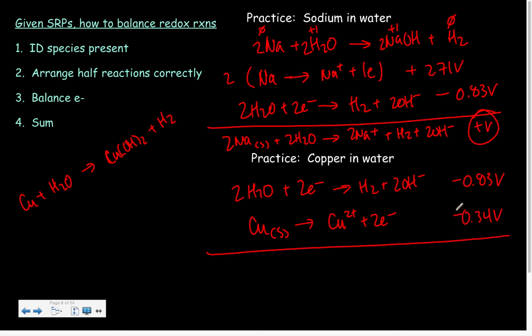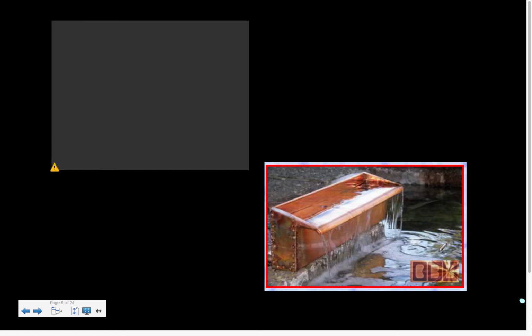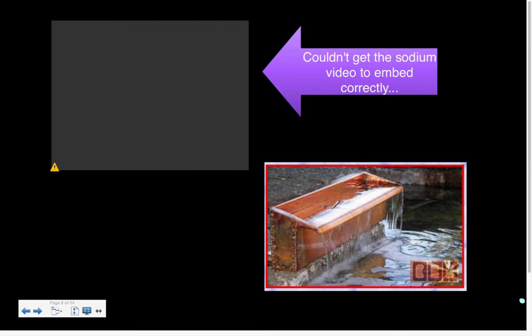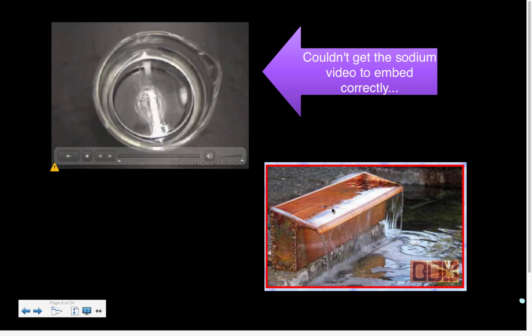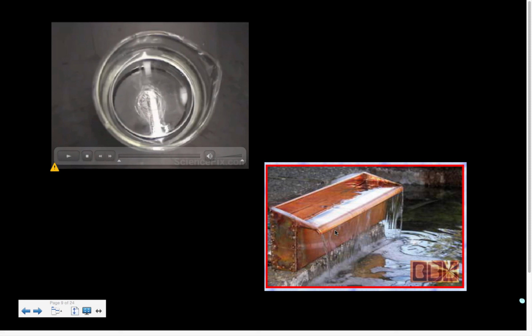All right, so if we look at this, what's our voltage? A negative overall voltage, which means it doesn't happen. Which is why we use copper for water purposes. We may have copper tubing for water, and some drinking vessels are made with copper, but copper is something that is inert to water.